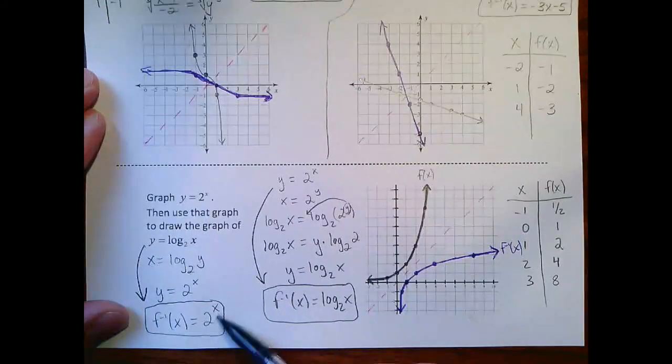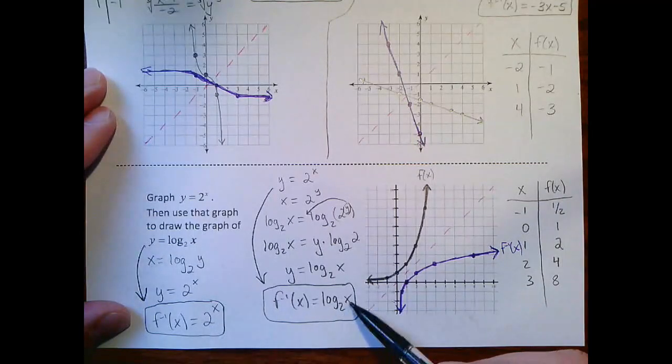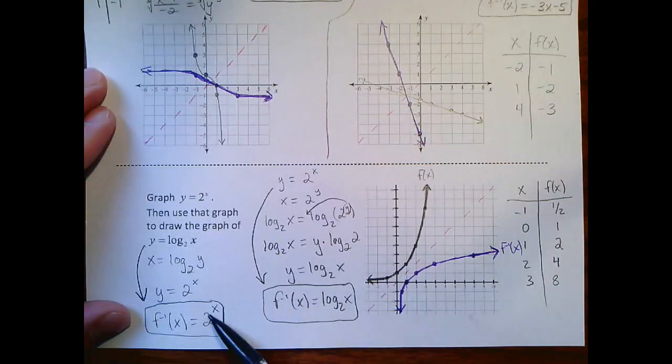If I have 2 to the x as a function, then I know its inverse is going to be log base 2 of x. If I have anything else in terms of a number here in the base, then I know that the inverse is going to be log with that same base of x. So if I had 5 to the x, the inverse would be log base 5 of x. If I had pi to the x, it would be log base pi of x. And then the graphs will look very similar.